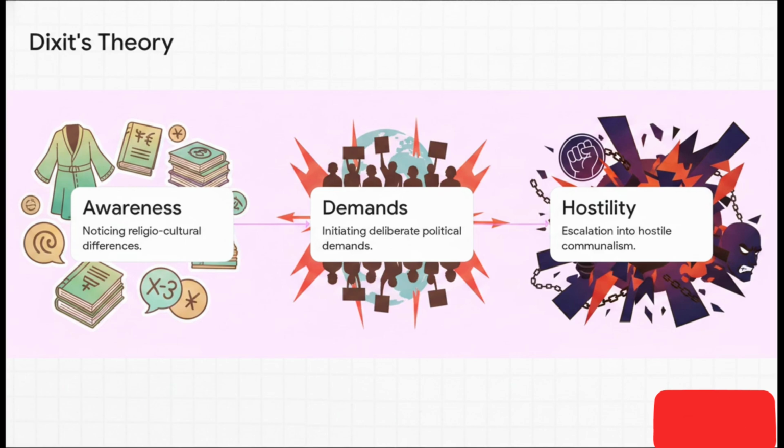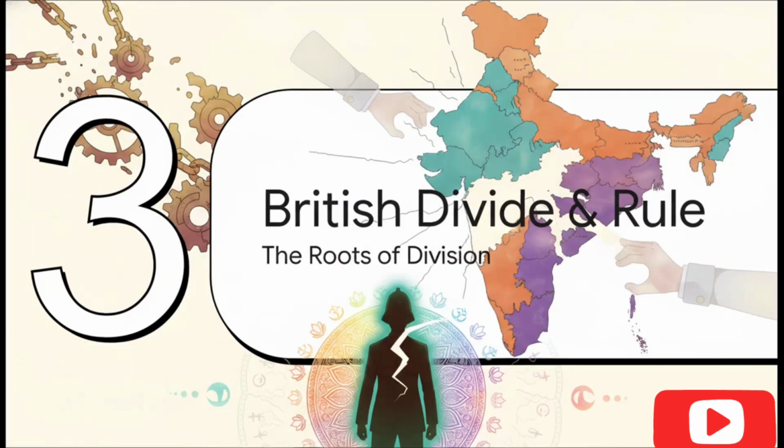How does it actually happen? Well, sociologist Prabha Dixit outlines a pretty clear step-by-step theory. It definitely doesn't happen overnight. Step 1 begins quite simply with just an awareness of religio-cultural differences, things like lifestyle, clothing, or language. But in Step 2, these simple differences are essentially weaponized when a community deliberately initiates political demands solely on those differences. Finally, Step 3 is the escalation. This is where that basic communal awareness hardens into a hostile political doctrine, designed specifically to achieve certain ends at the expense of others.